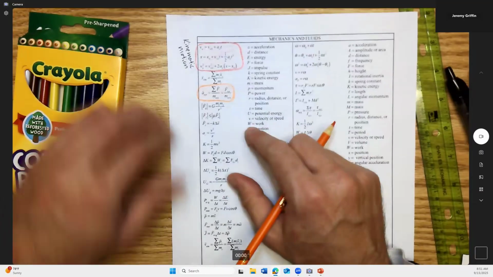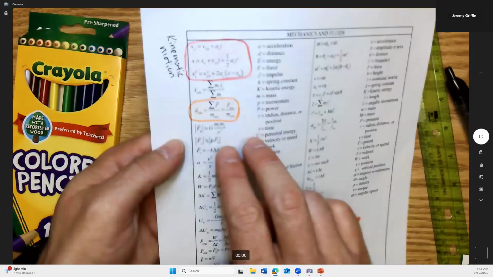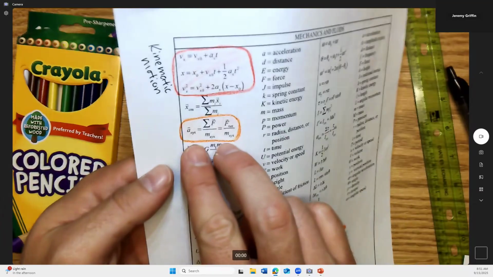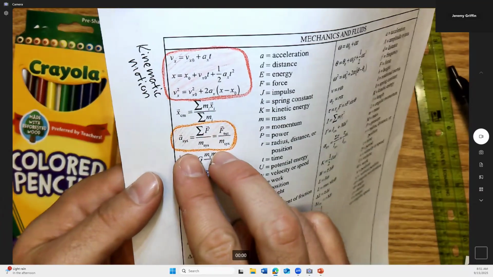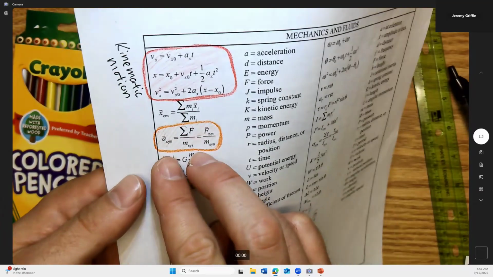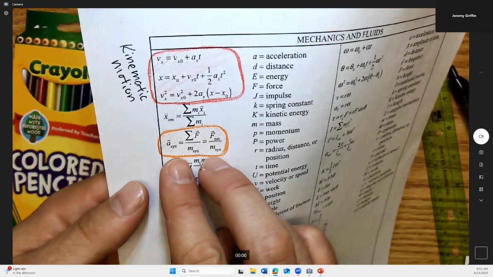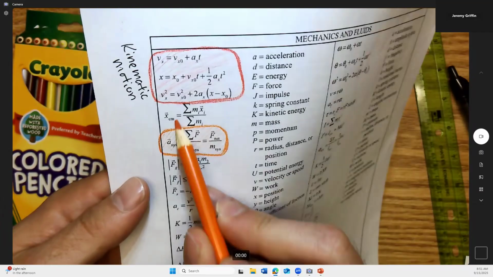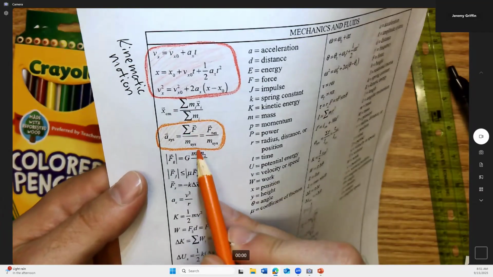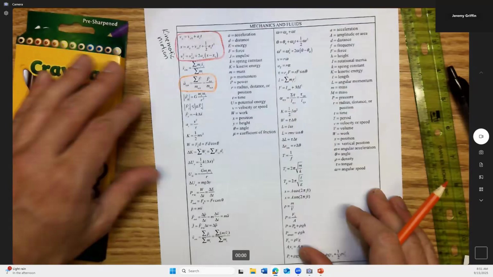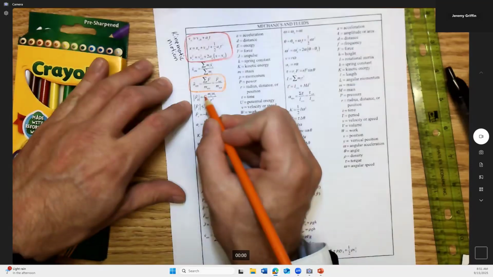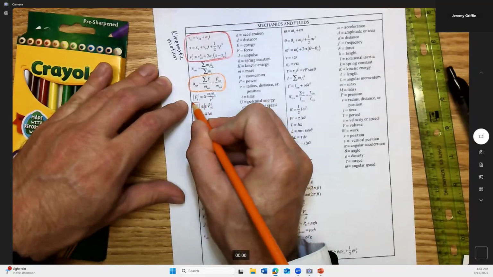Because Newton's first law of motion says that if you don't have an external force, then it won't accelerate at all. It'll either stay at rest or keep moving at constant velocity. But this one right here says you take the net force, the sum of forces, divided by the mass of the system, or the sum of masses. That tells you how much something accelerates. Now, skip this next one, I'm going to come back to that.